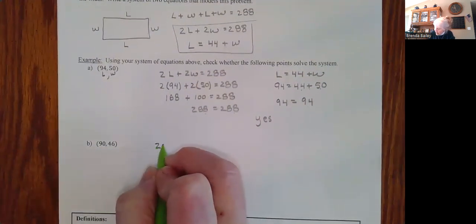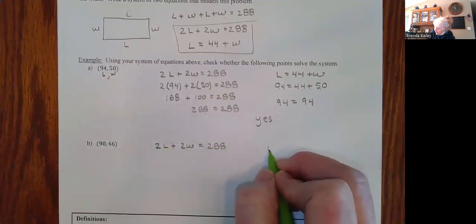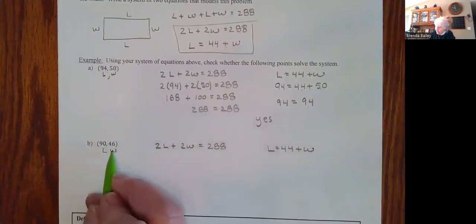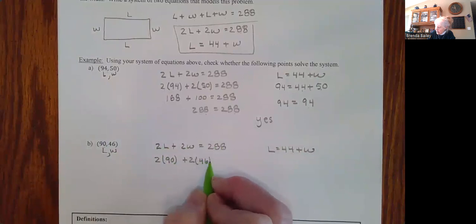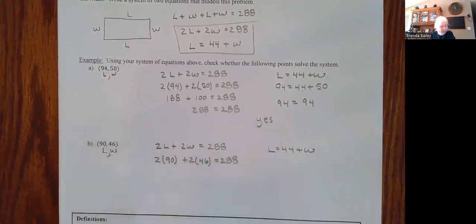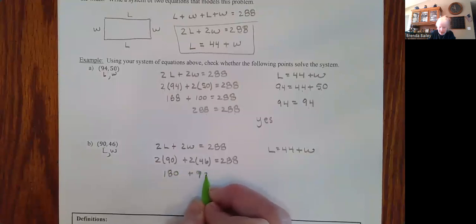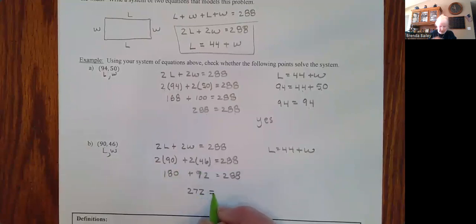All righty, let's look at these same equations and another point, 90, 46. Okay, so I'll just copy this down. 2L plus 2W equals 288, and L equals 44 plus W. So we'll put in 90, alphabetical order. So we have 2 times 90 plus 2 times 46 equals 288. Is that true? We have 180 plus 92 equals 288. So we end up with 272 on the left, and we still have 288 on the right. Those are not equal. That is not a solution.